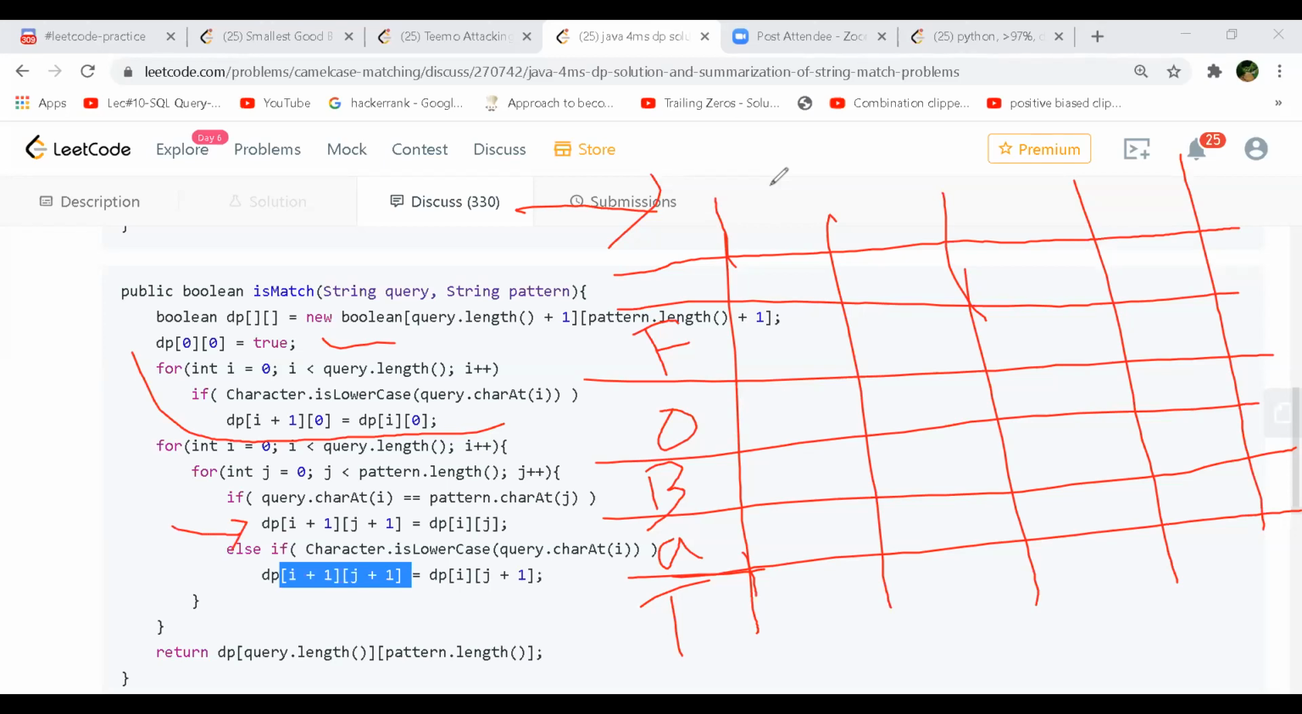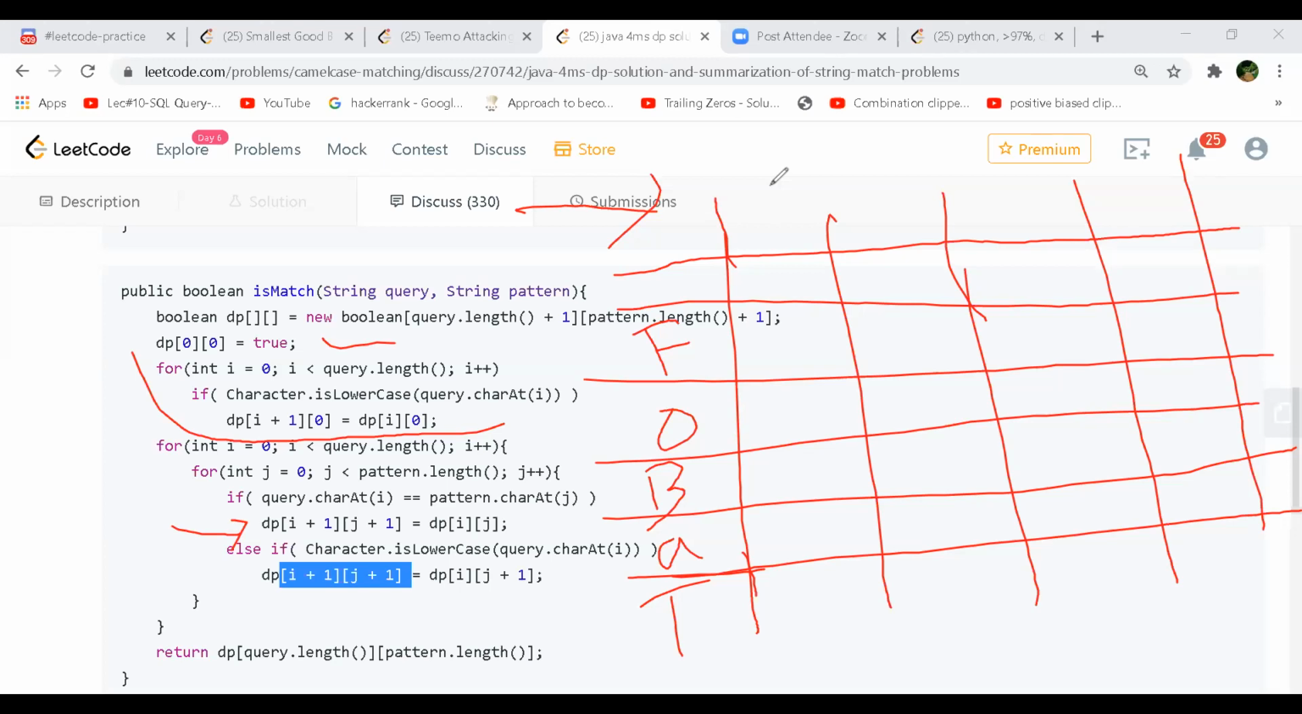Okay. And in the case, if the character in the query is a lower case, so you have to increment your query part, correct? So query part is on your column. So next column is taking. No, actually, did we not say the other way? Query is in the row, correct? So query is in row and pattern is in column. Yeah. Hmm.